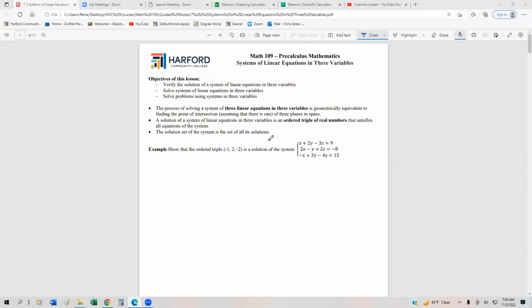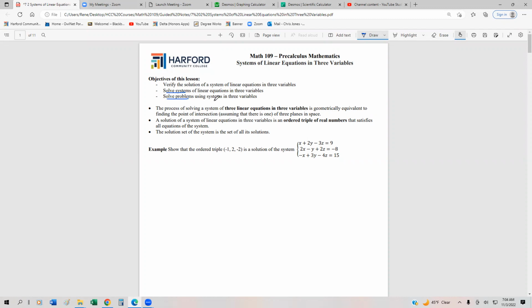In this section, we're going to look at how to solve systems of linear equations in three variables. The objectives are to verify a system and see what the system looks like, solve systems of linear equations in three variables, and then solve application problems.